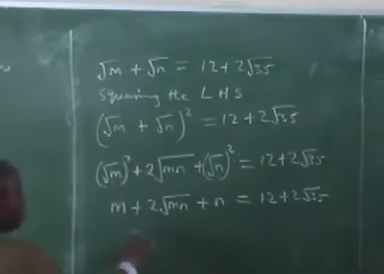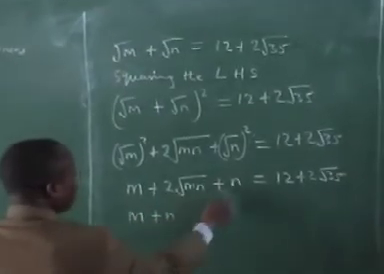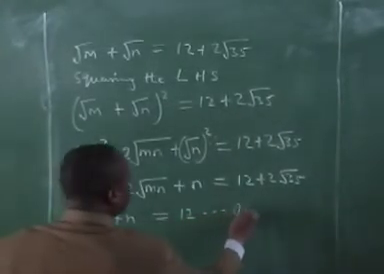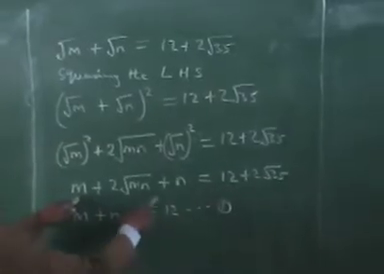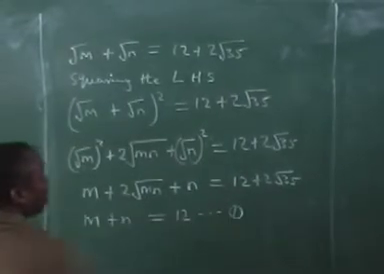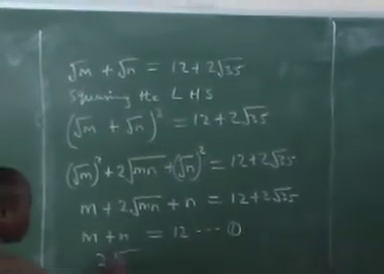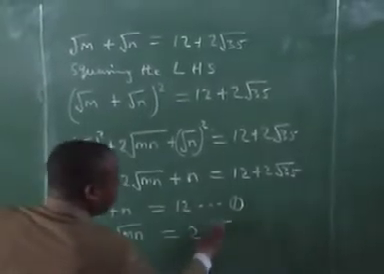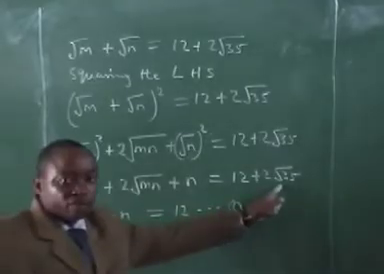From here we can see that m plus n is equal to 12. Call that equation 1, because it is real numbers. And that side is also real numbers. And then we also see that 2 root mn is equal to 2 root 35. So this is in the same form as this.